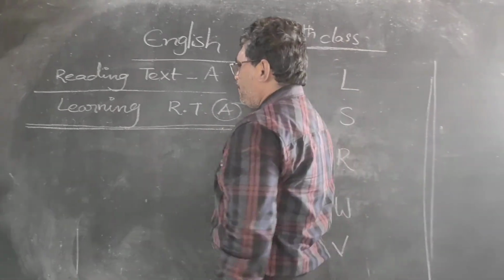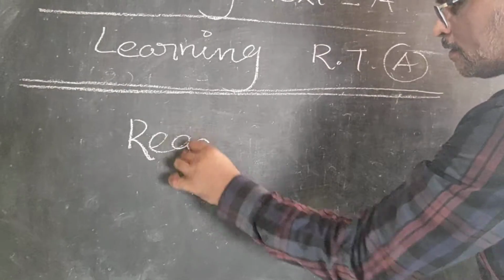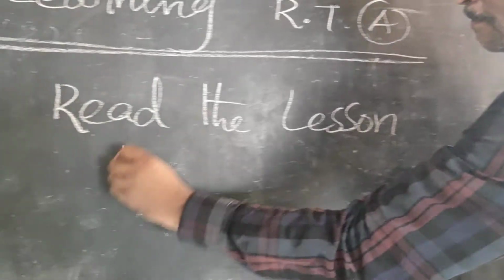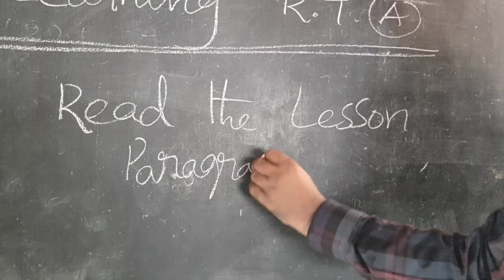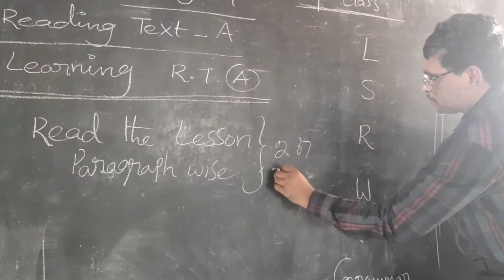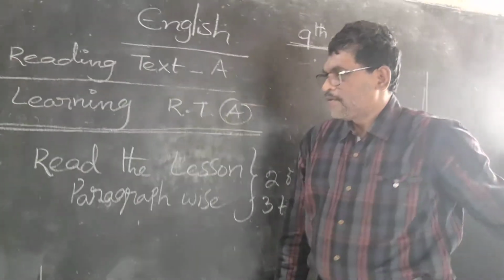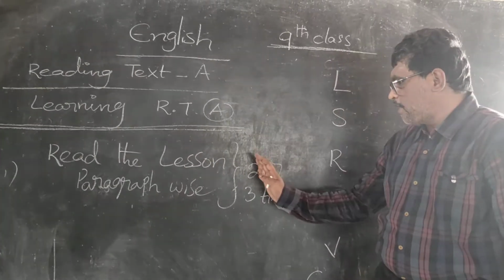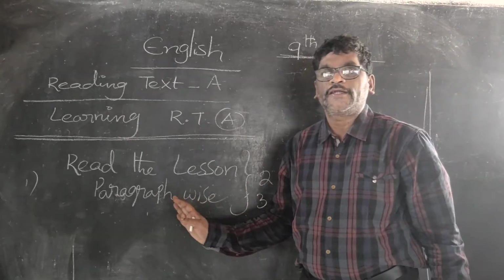First, in the learning process, we should read the lesson paragraph wise, 2 or 3 times. This is very important. Reading the lesson means read all the paragraphs at least 2 times, maximum 3 times. This is very important.